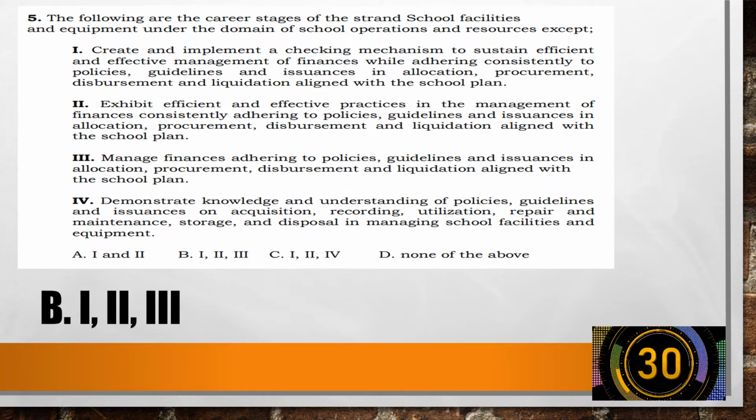And the correct answer is letter B, 1, 2, and 3. So based on the PPSSH, that 1, 2, and 3 are the career stages under the strand of financial management, not the strand of school facilities and equipment.